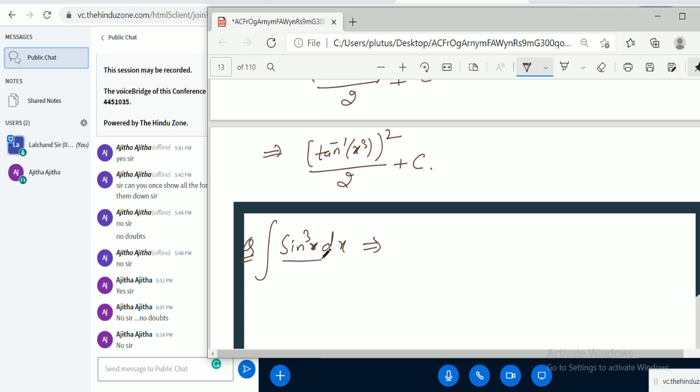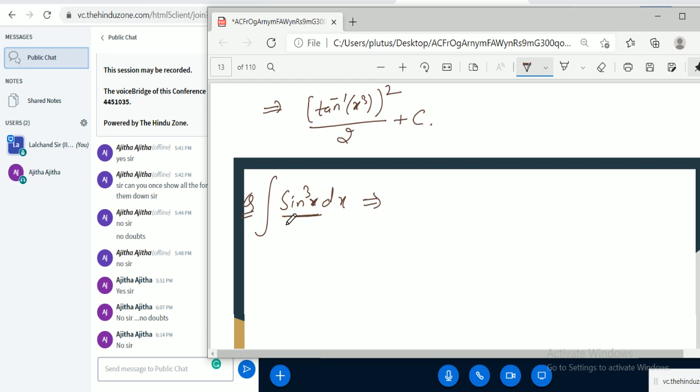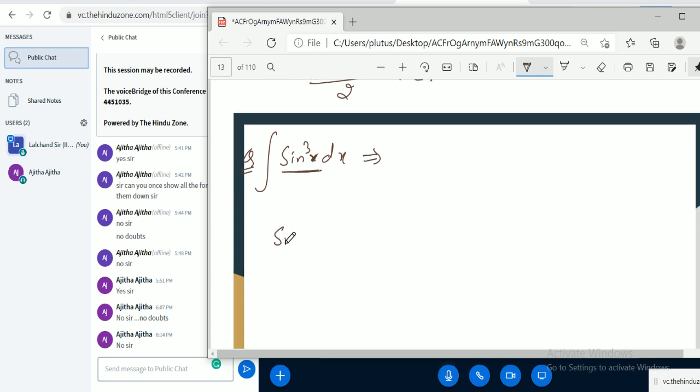We can solve this by two methods. First by substitution and second by using the formula of sine 3 theta. Okay. So what is the formula of sine 3 theta? What is the formula for sine 3x?